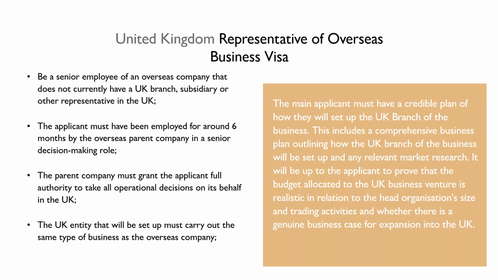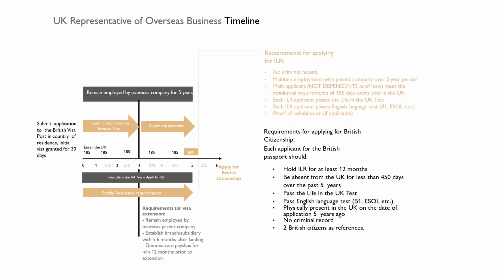The main applicant cannot be the majority shareholder, as it should be obvious that the main operations and shareholders remain overseas throughout the whole qualifying period. But he can set up a business in the same type of business as the overseas parent company, and he is authorized to make all the decisions. So the timeline would be similar.